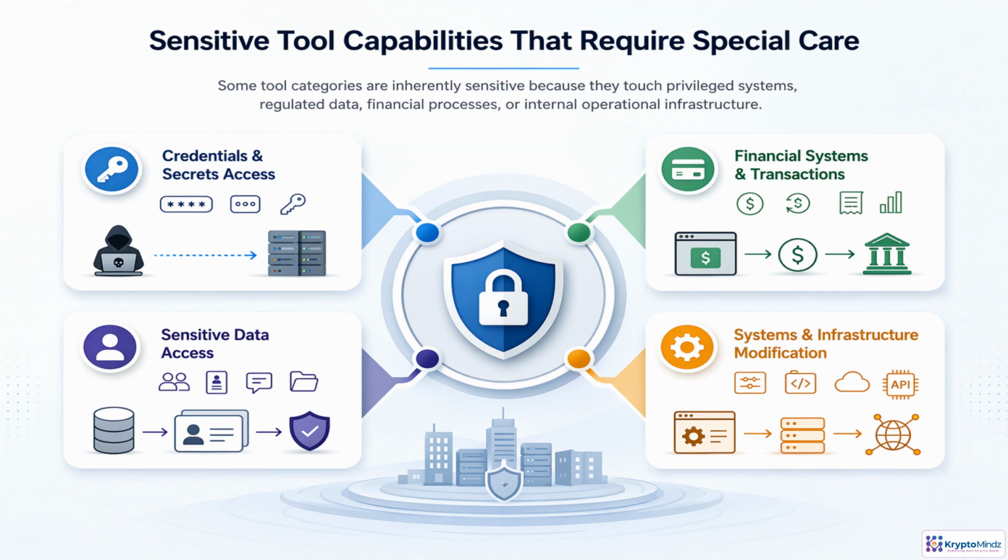Some capabilities deserve especially careful treatment. The highest risk tools are the ones that can unlock other systems, move money, expose regulated data, or change the operating environment itself. A tool that reads secrets can become a launch point for wider compromise. A billing or refund tool can create immediate financial loss. Access to customer, employee, or support data brings privacy and compliance obligations. And anything that changes admin settings, code, infrastructure, or internal APIs can reshape security for everyone. Treat these capabilities as privileged by default, with stronger approval, monitoring, and containment.